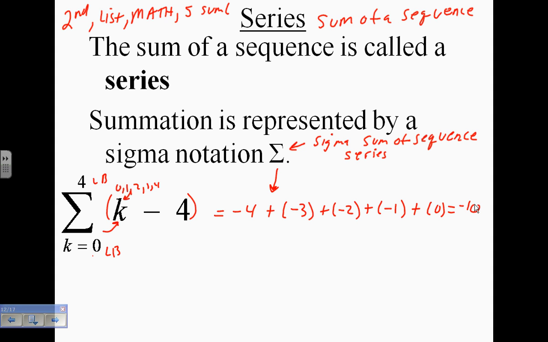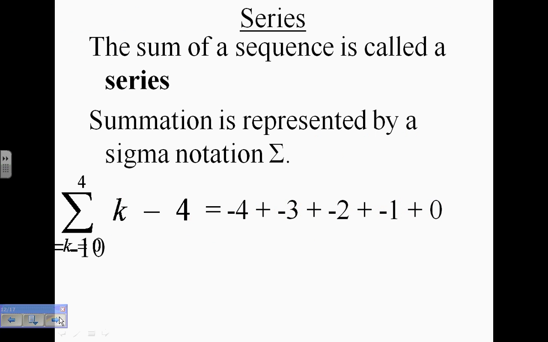Perfect. Love it. If you want to get fancy, you go to sum, parentheses, sequence, parentheses, x minus 4, comma, x, comma, 0, comma, 4. Okay? And hopefully you get negative 10. Nice. I think you will. Perfect.